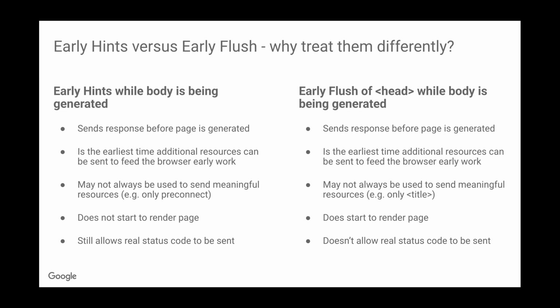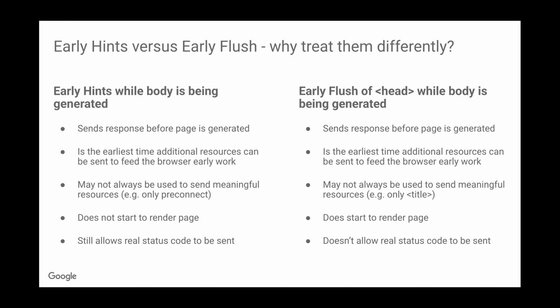It's the earliest time for both of them. The whole point of flushing early or sending early hints is to give extra work to the browser that they can get started on ahead of time. Both of them do that. The first, early hints, may not be used to send meaningful resources. You could just send a preconnect, like in many cases in the Shopify example. You're not sending much more work than that. You're not really gaining that much.